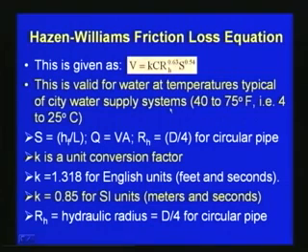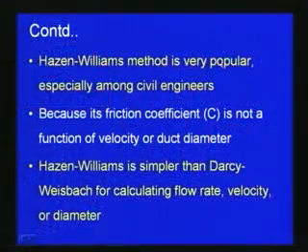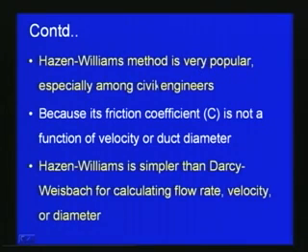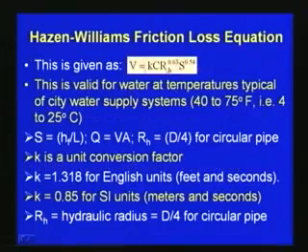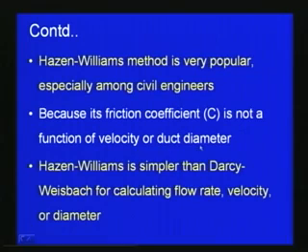The Hazen-Williams equation is one of the commonly used equations as far as pipe flow design is considered, other than the Darcy-Weisbach and Colebrook equations which we discussed in detail. But the Darcy-Weisbach equation is much more accurate than this Hazen-Williams equation. The Hazen-Williams method is one of the popular methodologies for pipe design among civil engineers, because its friction coefficient, this coefficient C here, is not a function of velocity or duct diameter. In literature we can see that various values for C are given.